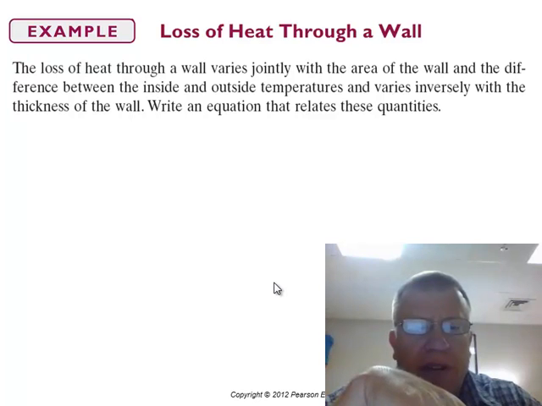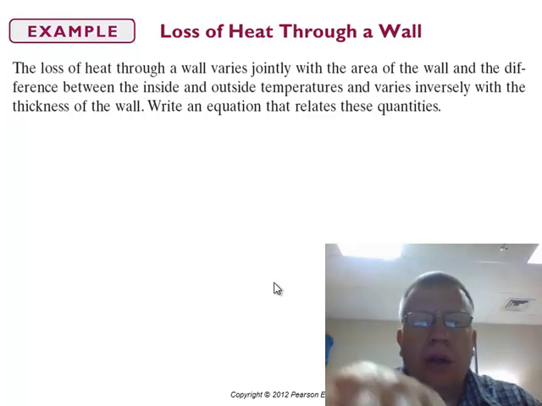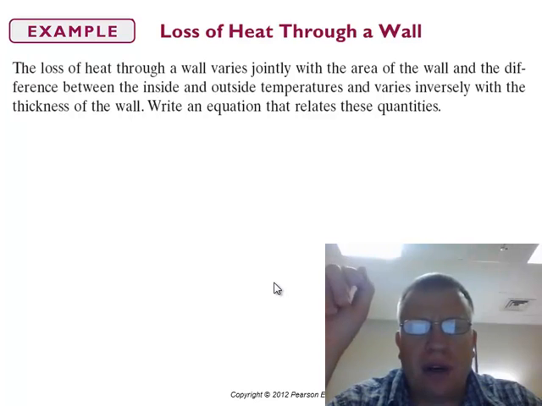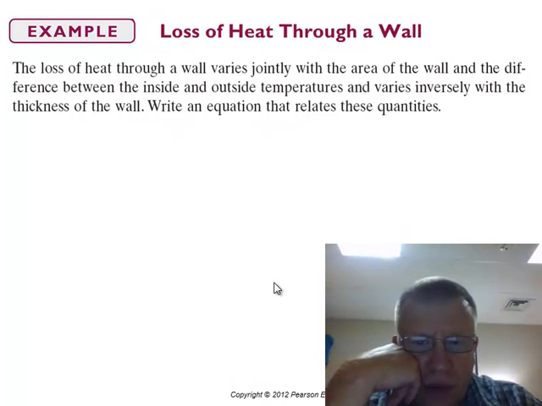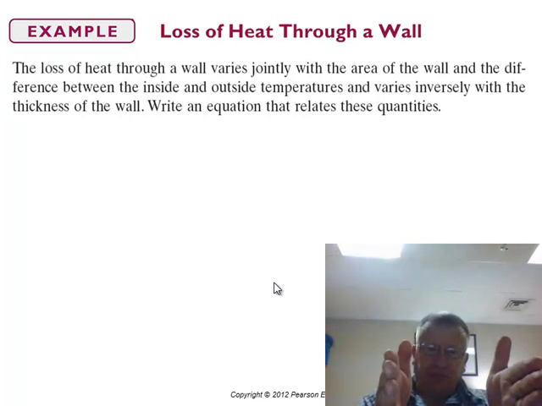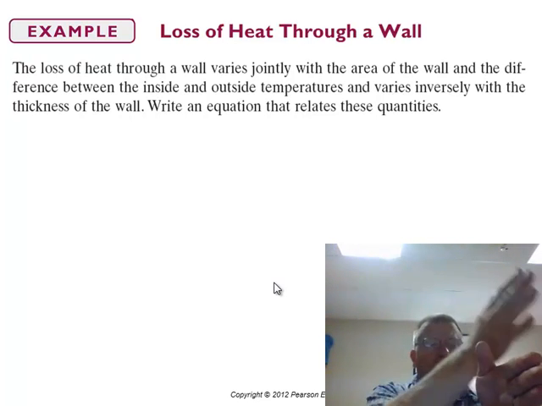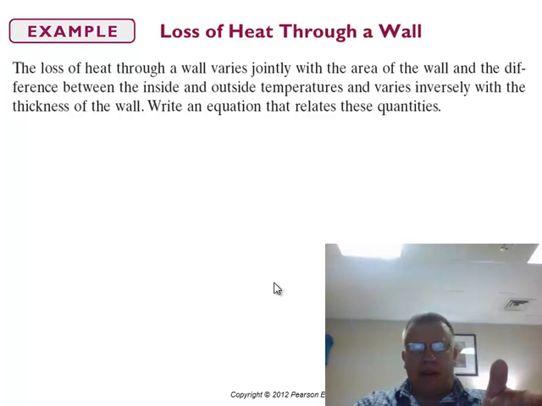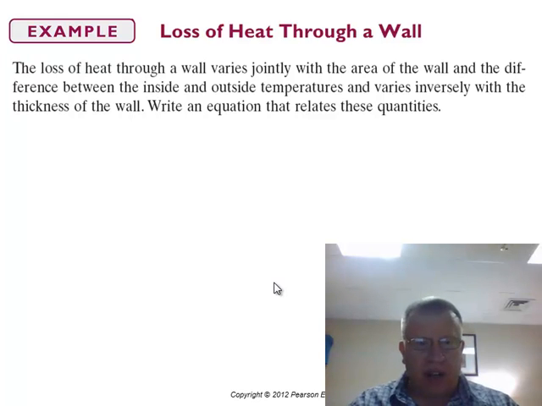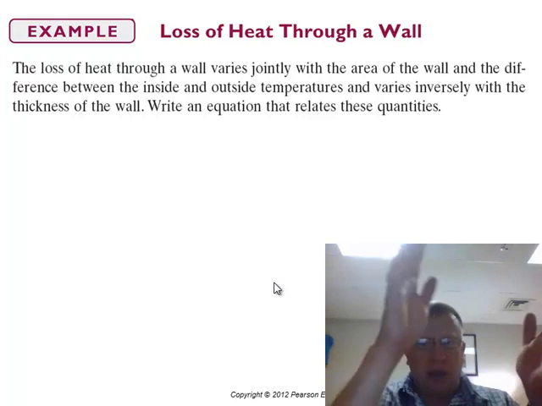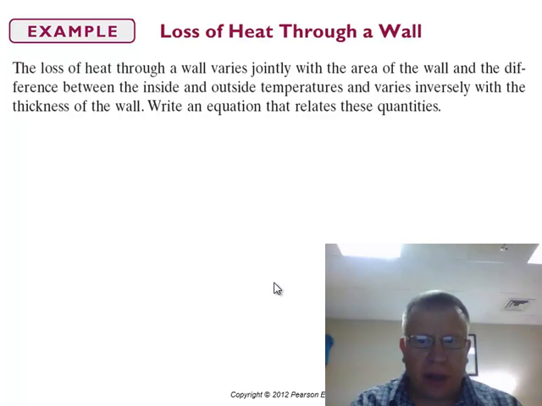Here we've got the loss of heat through a wall. It varies jointly with the area of the wall and the difference between the inside and outside temperatures. So you've got a wall, and it might be super cold on one side and super hot on the other. And the difference between those two temperatures is going to be one of the variables. And the area of the wall will be another variable. And then we have inverse variation with the thickness of the wall.